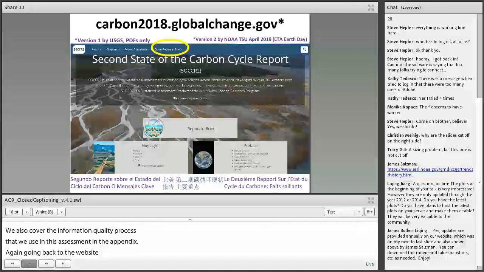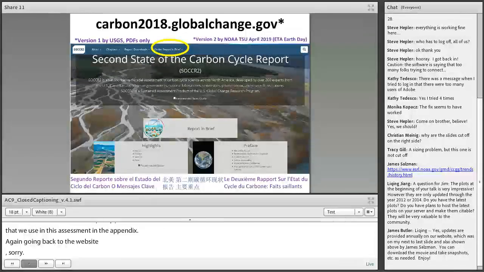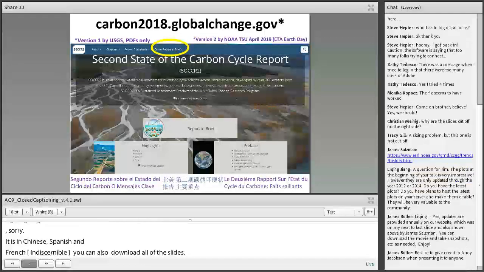If you go to our website, you are now able to download translations of the four-page plain language highlights in Chinese, Spanish, and French. These translations were conducted by volunteer federal steering committee members and carbon cycle interagency working group members. And you can also download all the PDFs for free. You are able to order the report in brief for free also from this website.